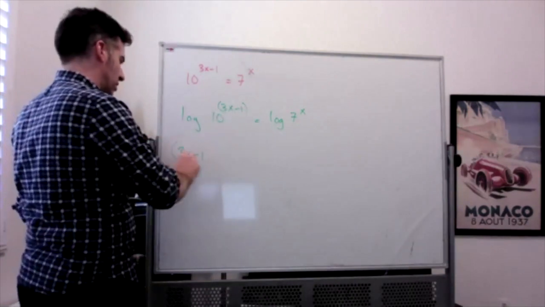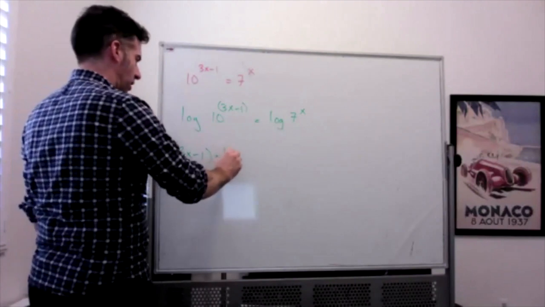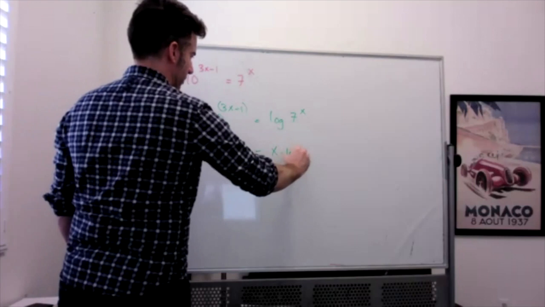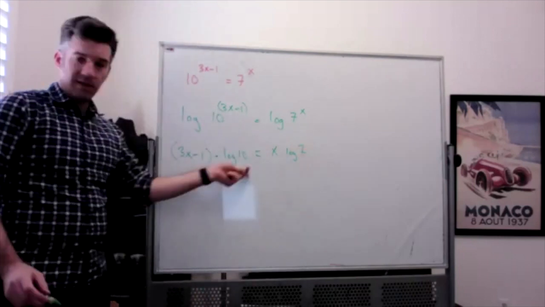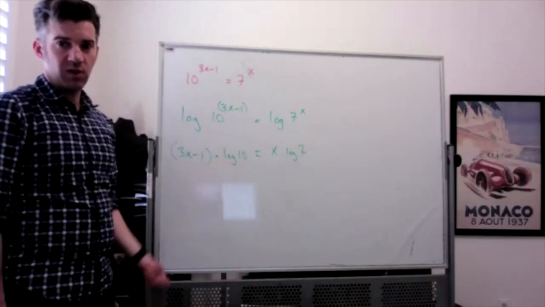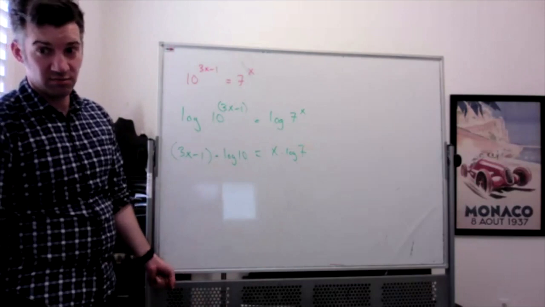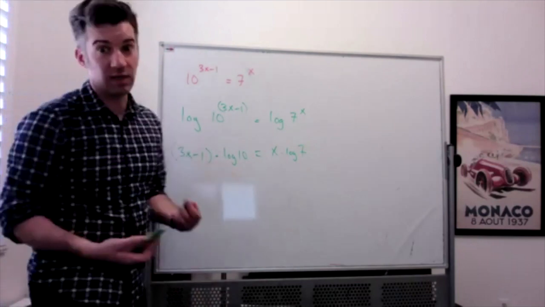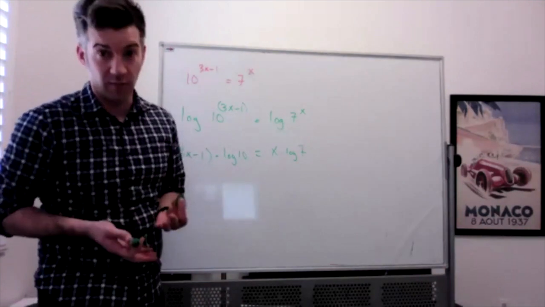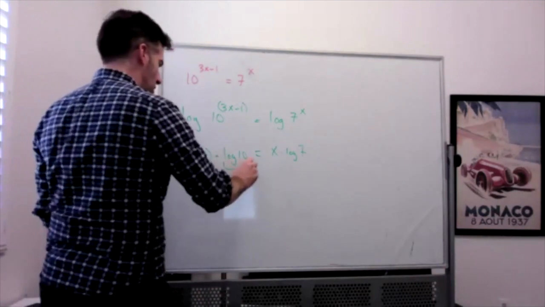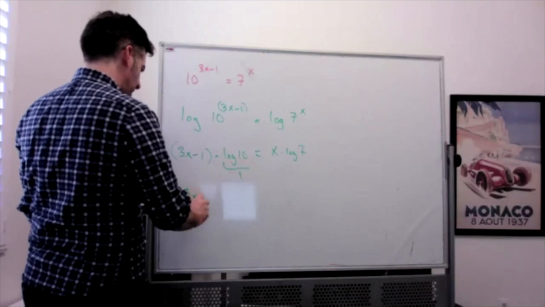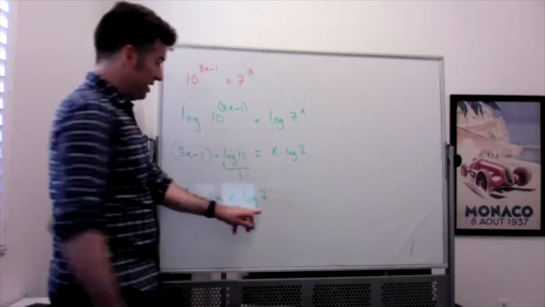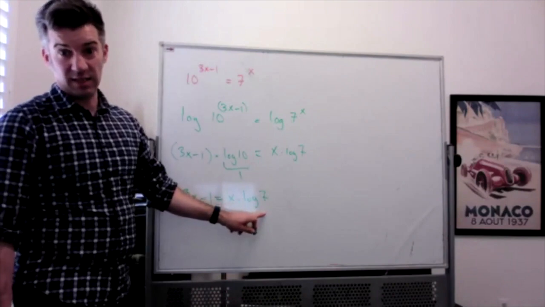3x minus 1 in parentheses times log of 10 equal to x times log of 7. What's log base 10 of 10? 1. Yeah, exactly. And that's why we used log base 10 instead of some other base. So this is just 1. So you've got 3x minus 1 equal to x times log of 7. This you can't simplify. You just need to leave it as is.